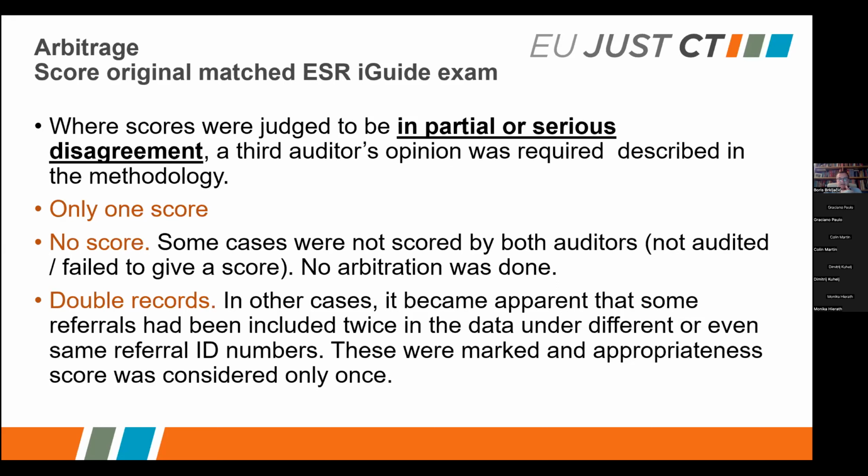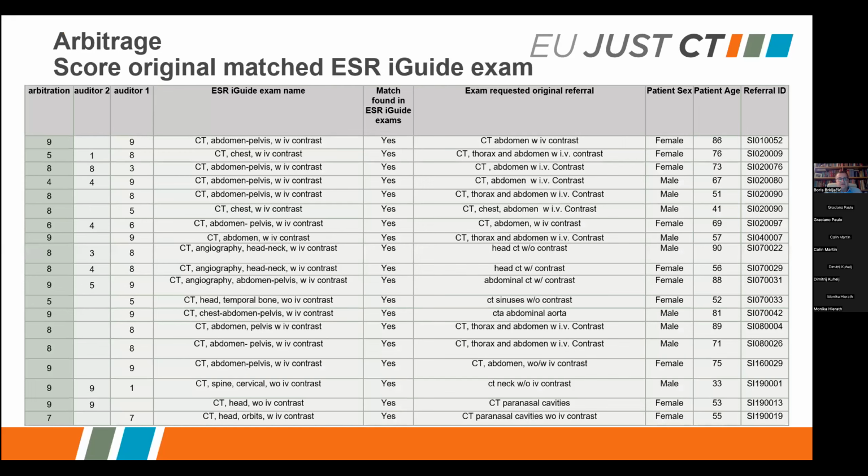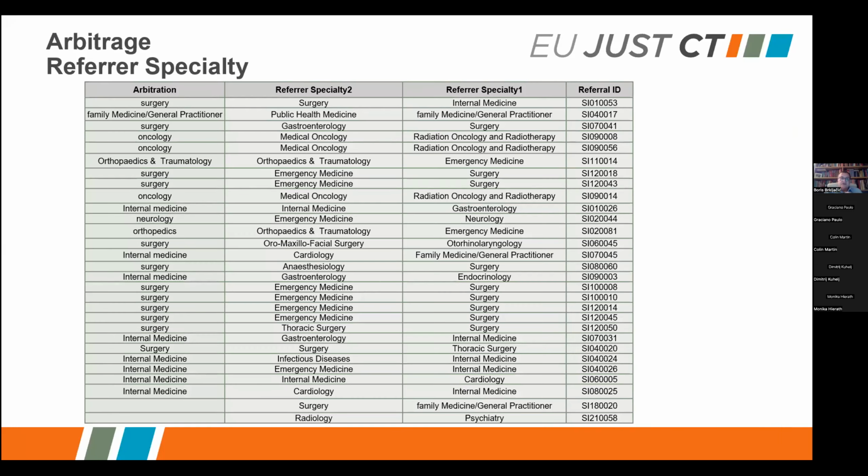In other cases where we had double records, it became apparent that some referrals had been included twice in the data under different or even the same referral ID numbers, and then they were marked and the appropriateness score was considered only once. So it was quite cumbersome, and you see here an example on the first 3 columns between auditor 1 and auditor 2, where there were differences and arbitration was performed, what the final scores were.